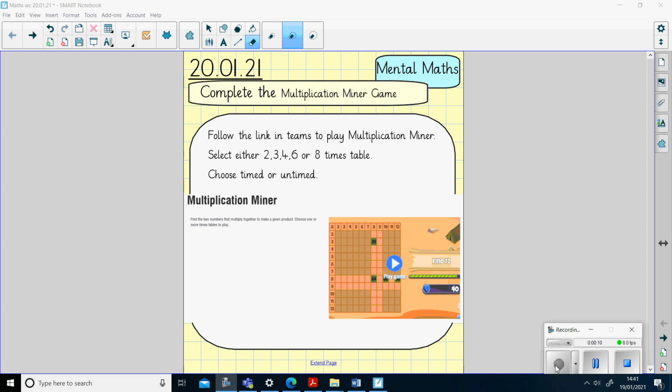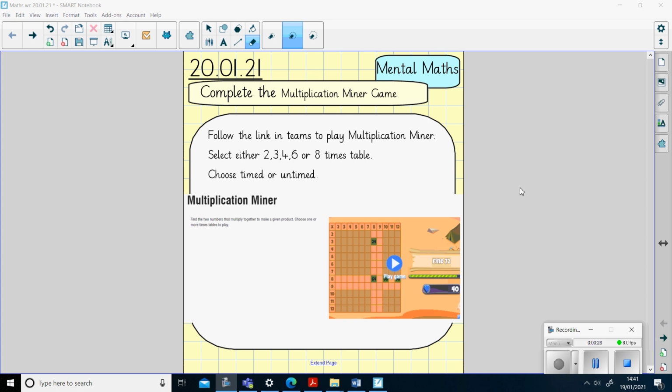To start us off today, I've got an online game called Multiplication Mine for us to play, and it's a game that helps you to practice your times tables. There's a link to take you straight to the game in the Teams folder, but I'm going to show you what the game is like and how to play it.